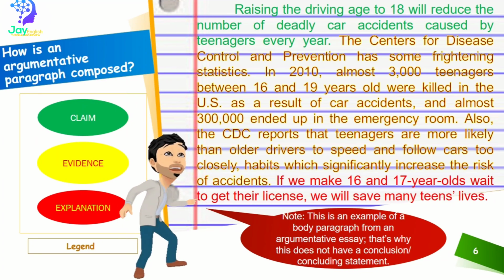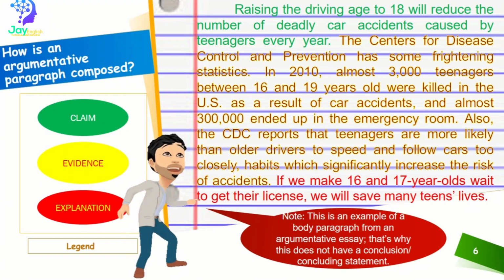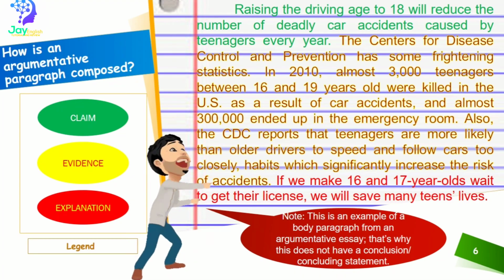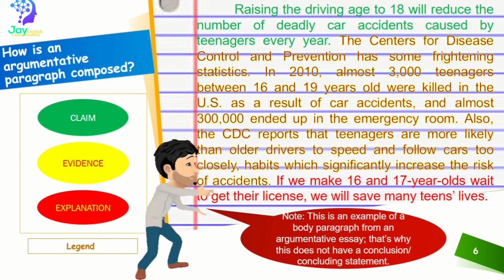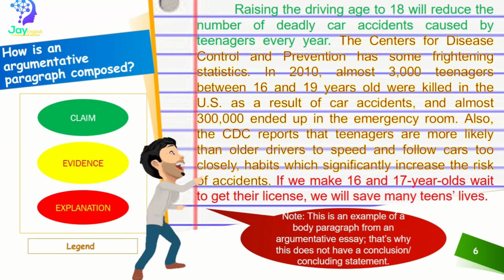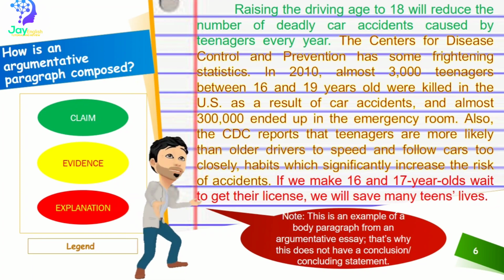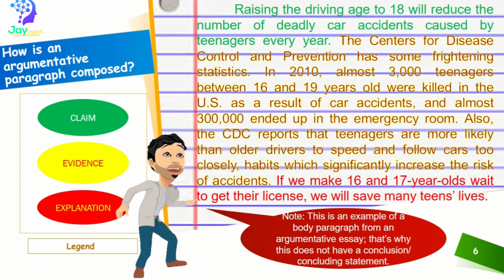And it says, the Centers for Disease Control and Prevention has some frightening statistics. In 2010, almost 3,000 teenagers between 16 and 19 years old were killed in the US as a result of car accidents, and almost 300,000 ended up in the emergency room. Also, the CDC reports that teenagers are more likely than older drivers to speed and follow cars too closely, habits which significantly increase the risk of accidents. And the one in red is our explanation. If we make 16 and 17-year-olds wait to get their license, we will save many teens' lives.